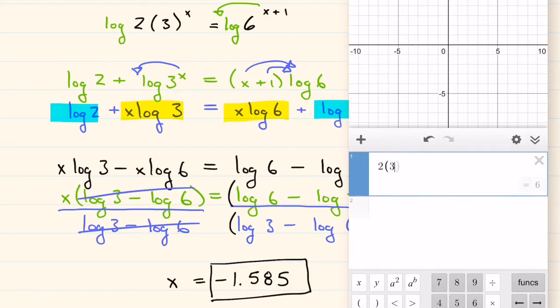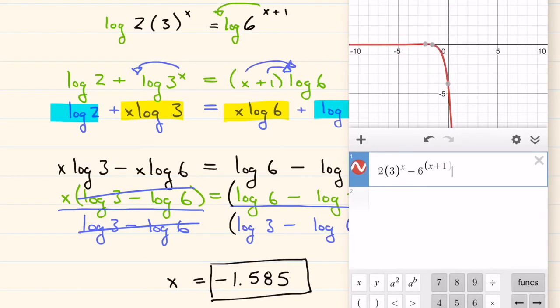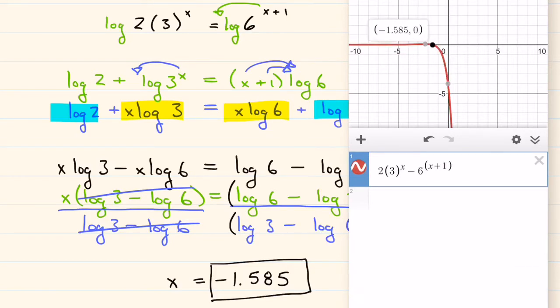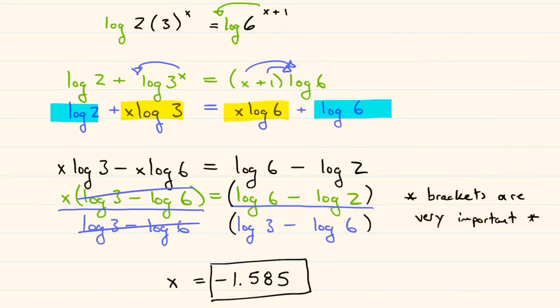Just to check, I'm going to graph this from the original. So I'm going to graph 2 times 3 to the power of x minus 6 to the power of x plus 1 and see what the 0 is. And there is the 0, negative 1.585. So I get the same solution both ways. So x equals negative 1.585.